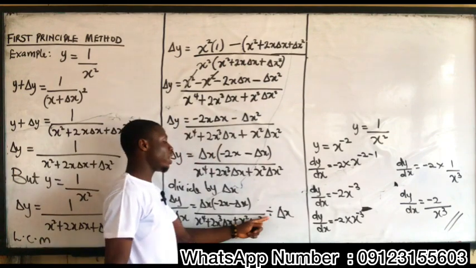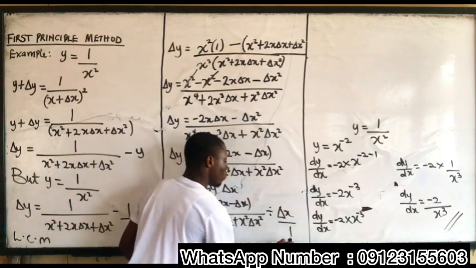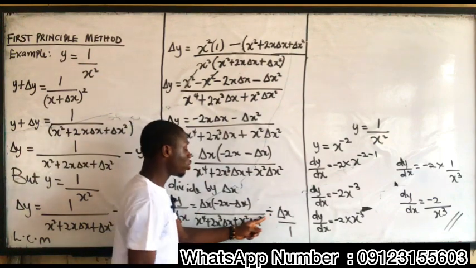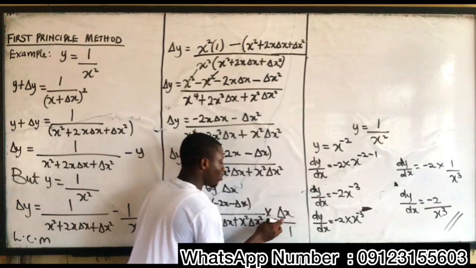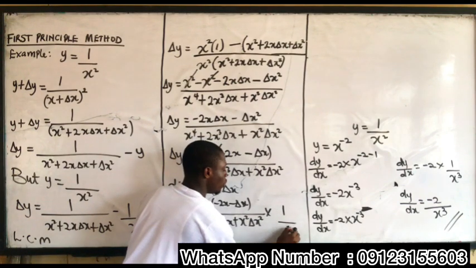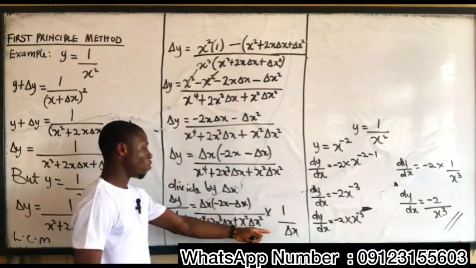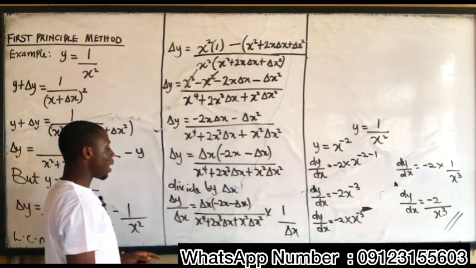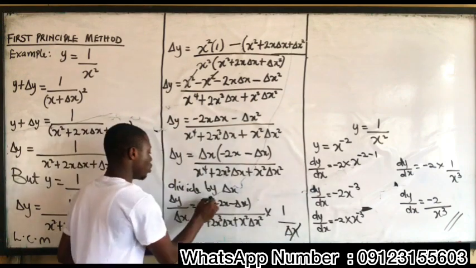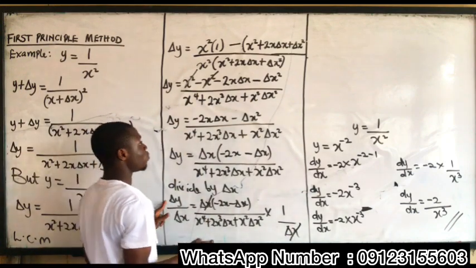Right? So if I write change in x over 1, I'm still correct. If I change this to multiplication, I invert, and that becomes 1 over change in x. Right? So now at this point, what do I do? Change in x cancels out change in x, and I'm left with the rest.